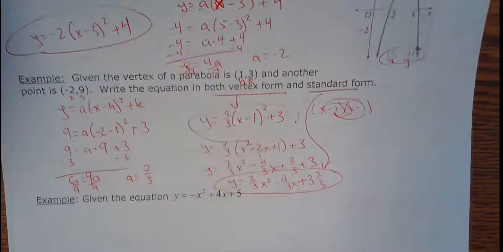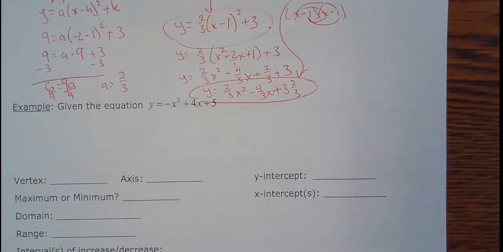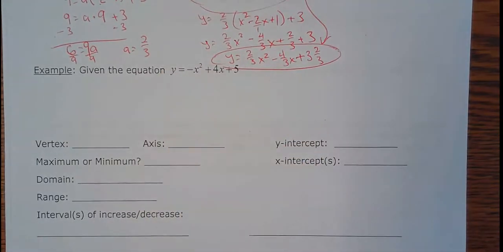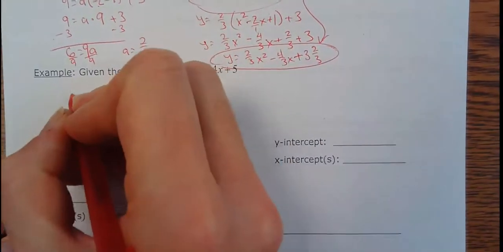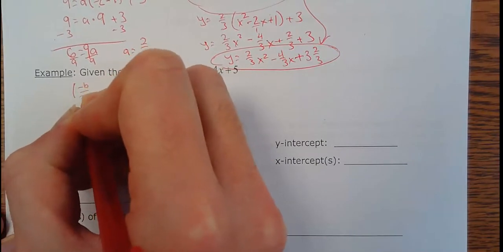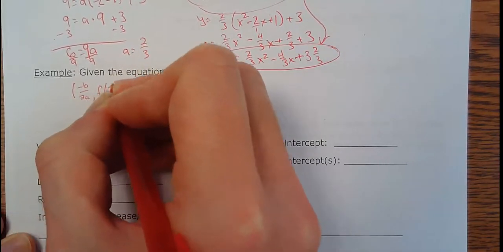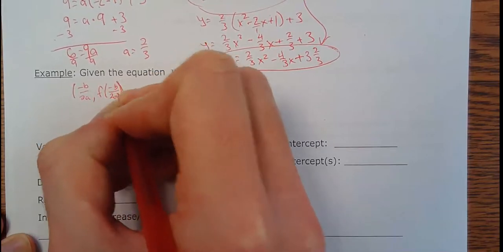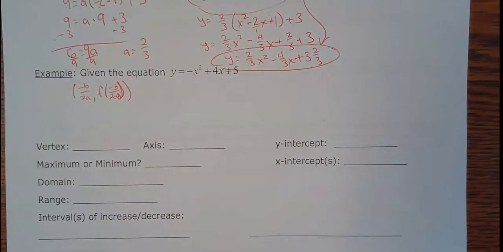Okay, now the bottom, and a lot of this is just review, reviewing the last couple days. This is in standard form, so I've got to think back to my standard form way of solving things. I want to find the vertex. When it's in standard form, remember the vertex is negative b over 2a, comma, f of whatever you get when you take negative b over 2a. So I'm going to take negative b over 2a.